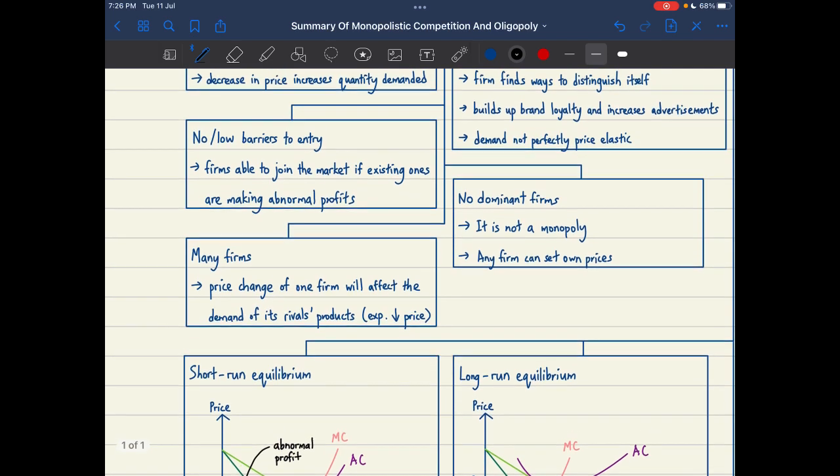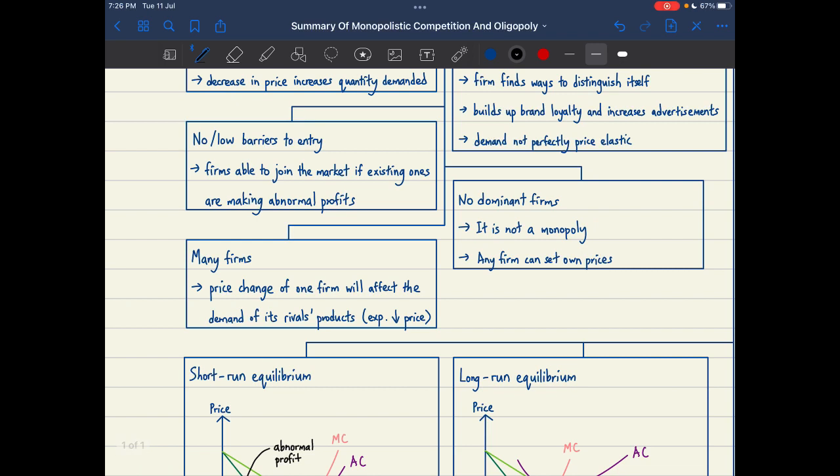And then you can see for the last two, many firms and no dominant firms. Many firms is the same as perfect competition, where if you were to change your price, one firm, that will affect the demand of its rival products. Let's say, for example, two computers of different brands, you decide to drop the price from 2,600 ringgit to 2,400 ringgit. Then the other product is about 2,500 ringgit. Naturally, the computer with the same specifications at a lower price would definitely have a higher demand compared to a computer with a price tag of 2,500 with the same features.